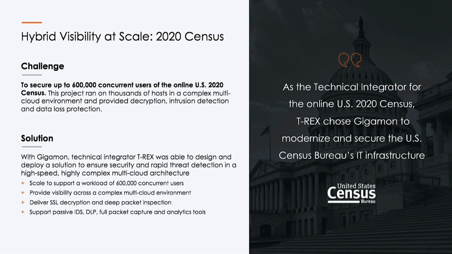There was an overall general contractor who was sort of masterminding everything for US Census. And underneath them, they had a technical integrator called T-Rex. And it was them who was really responsible for the network design and for the ability to bring in Gigamon to actually help them be the tool that would sit on the network, have visibility into all the traffic, make sure it was decrypted, make sure it went to the right tools, and that everything was functioning at a very, very high level.